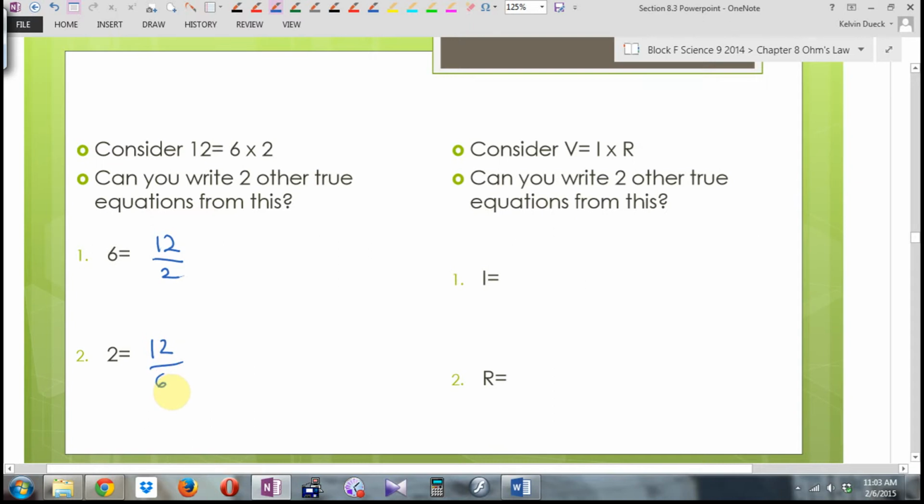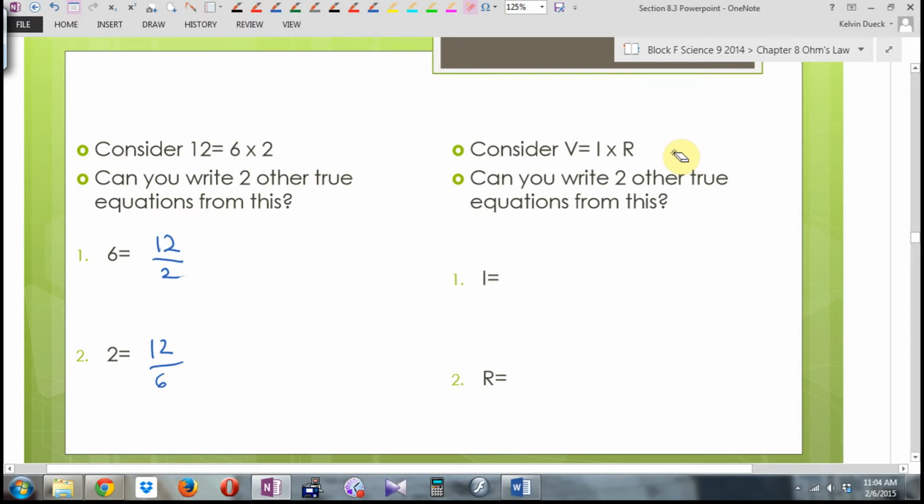Here's what I want you to realize, and there is a spot in your notes for this, right? We're now, I think, right here. Rather than 12 equals 6 times 2, this is algebraic. It's V equals I times R. Can you write two other true equations from this? If 12 equals 6 times 2, which also means that 6 equals 12 over 2, what does I equal from this equation here?